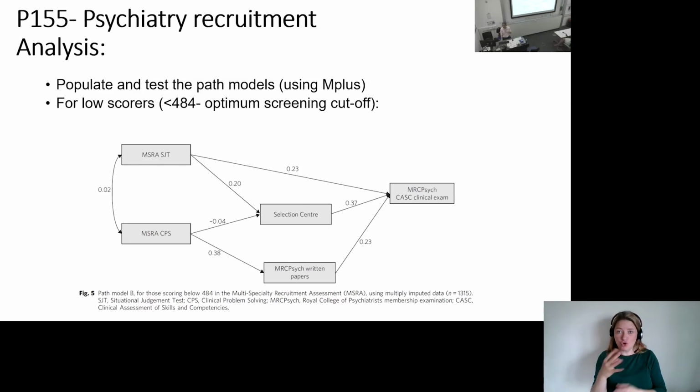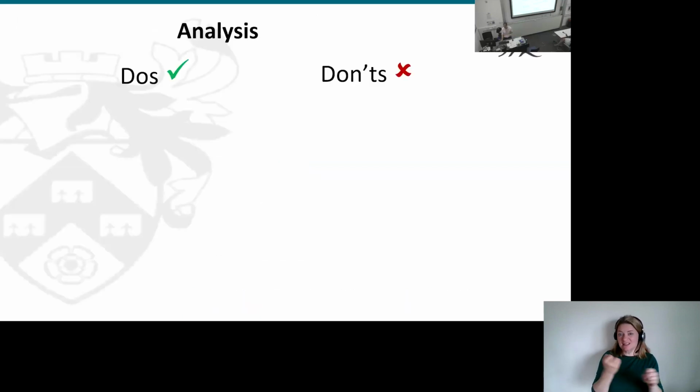And so those who scored below that threshold, you can see actually the selection center, if anything, had a relatively more profound predictive effect, predicting the final clinical assessment performance. In contrast, the SJT didn't work quite as well. So that's the standardized correlation coefficient 0.23, which equates to about 4 or 5% of variance, not that much. So you can see actually for low scoring MSRA candidates, the selection center actually did more work, did more of the heavy lifting.